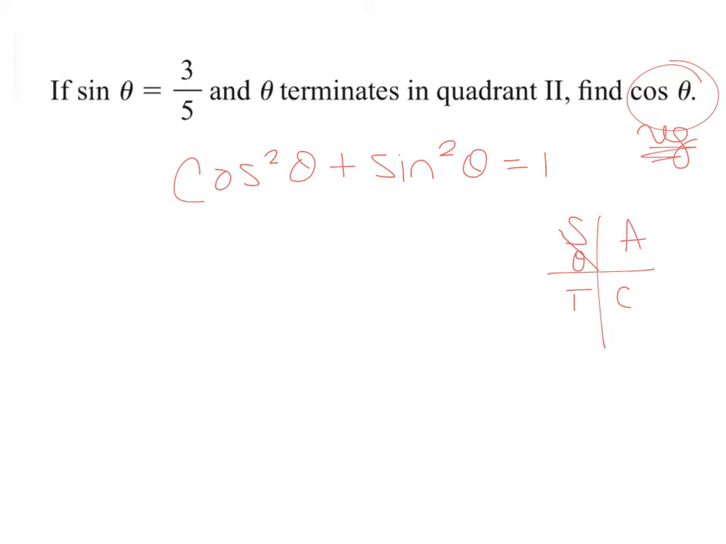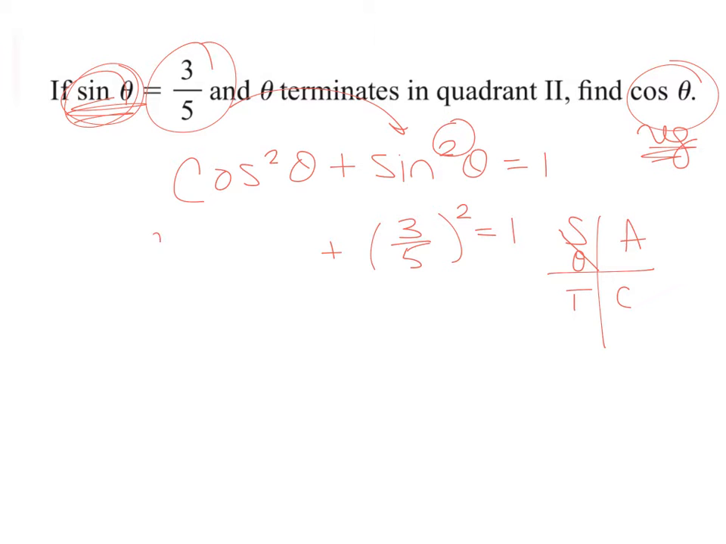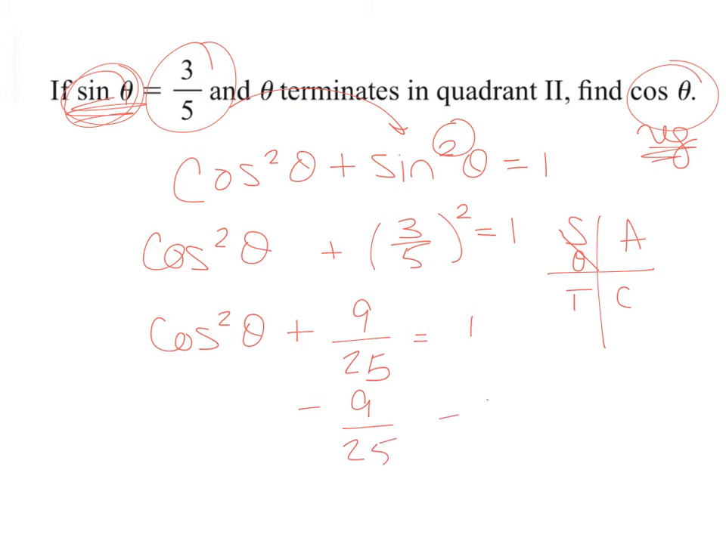So I'm going to put in sine where sine is. This is all of sine. So I'm going to do 3 over 5 and then square it because there's a squared here, and I only know a single sine, not a sine squared. Now I'm going to put cosine squared theta. I'm going to square this and make it 9 over 25 because 3 squared is 9 and 5 squared is 25. Now I'm going to solve for cosine by subtracting 9 over 25.